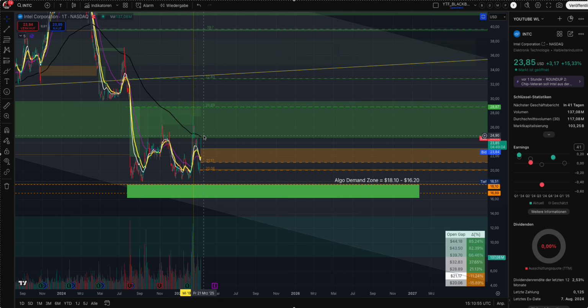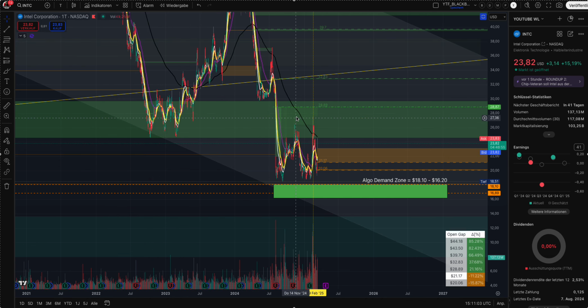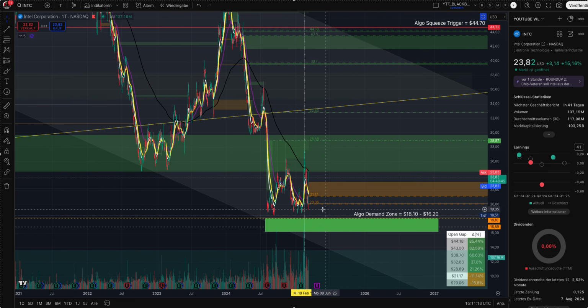$24.82 is the resistance here right now. We also have a bullish liquidity zone here as well. We also have open gaps at $28 and $32. I mentioned that in my previous videos. As long as we don't retest this yellow macro trend line, guys, I will not talk about a bullish reversal. This is not a bullish reversal here. This is something like a pump and dump. We had that once, we had that twice, and we're doing that now again.